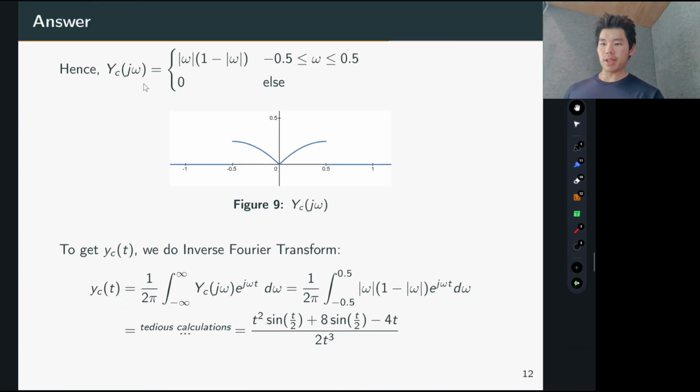final signal, which is this Yc(jω), and then to get the original signal in the time domain, we have to do the inverse Fourier transform, which is tedious, a bunch of tedious calculations, and then we get the final answer, which is t squared sine(t/2) plus 8 sine(t/2) minus 4t, all over 2t cubed. So that's how we convert from the CT input signal to discretize it, and then run it through the DT system, and then convert it back to the output signal. Okay.